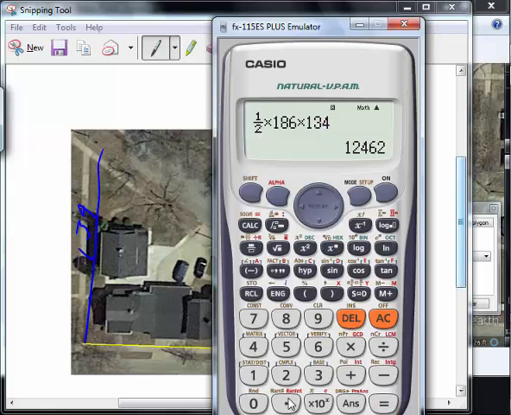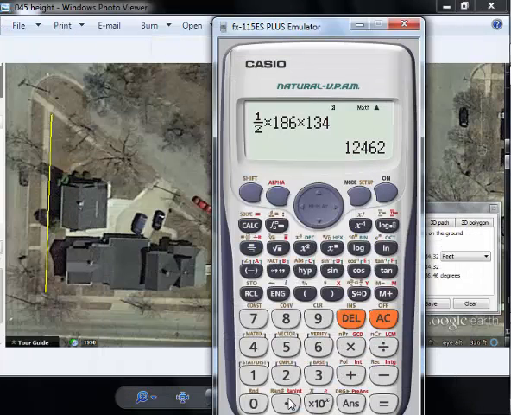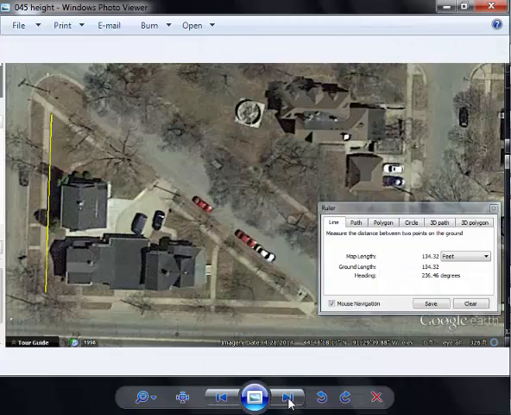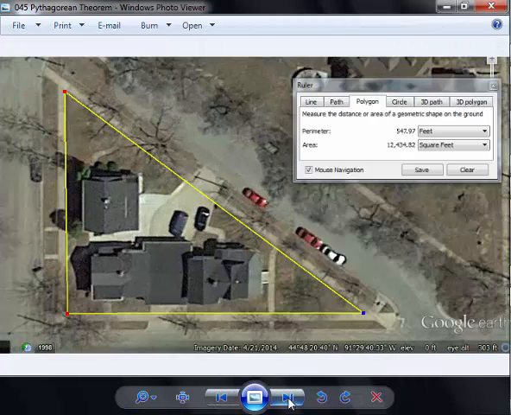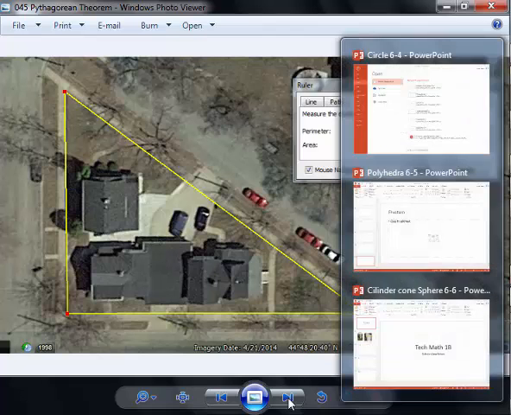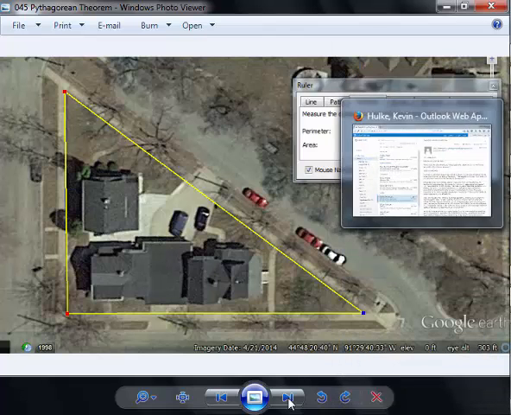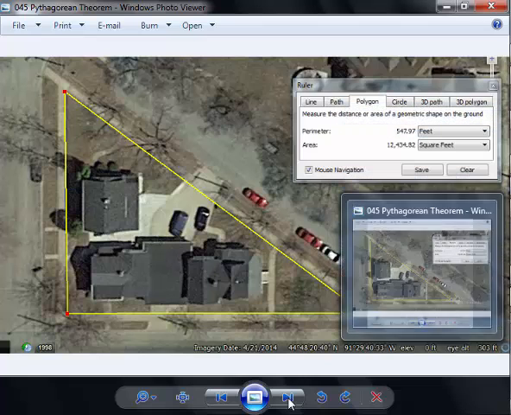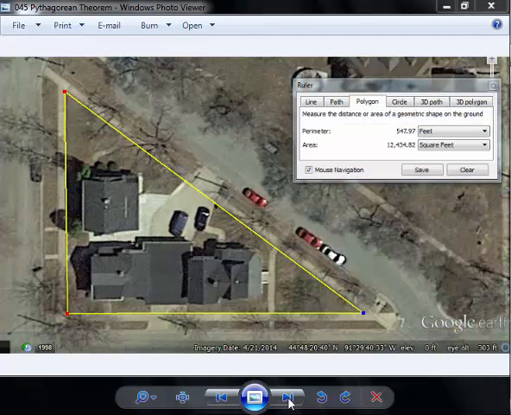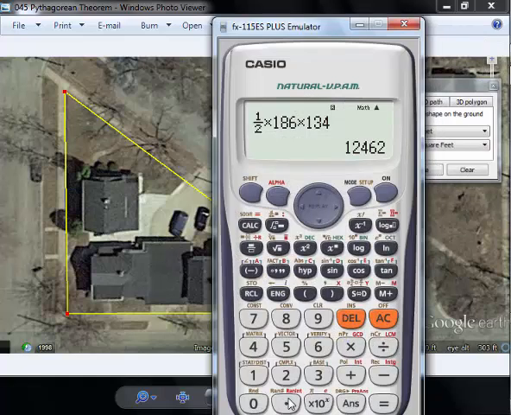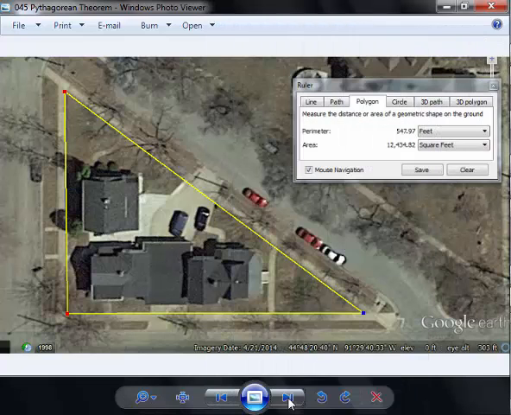12,460 square feet, which is remarkably similar to that other triangle that we had before. Those two triangles are almost the exact same area. 12,434 is what they calculated it as. Let's see, what did we say? We calculated it as 12,462. So we had slightly different measurements than they did, but that's through rounding that we got those differences.